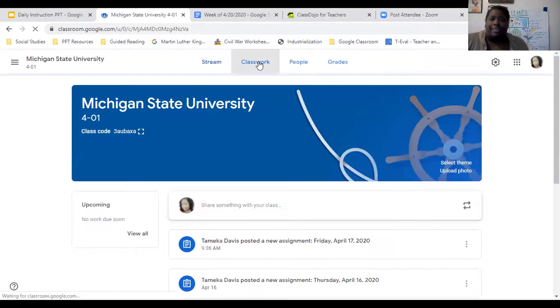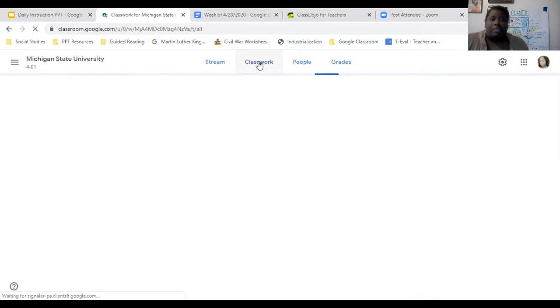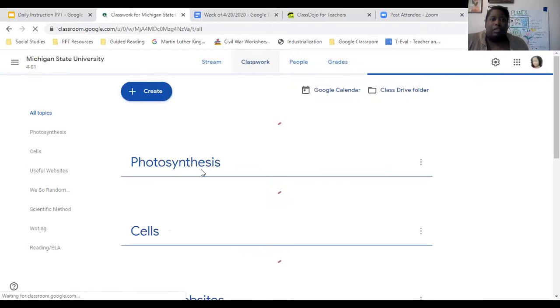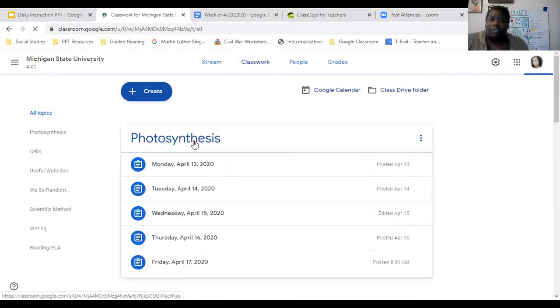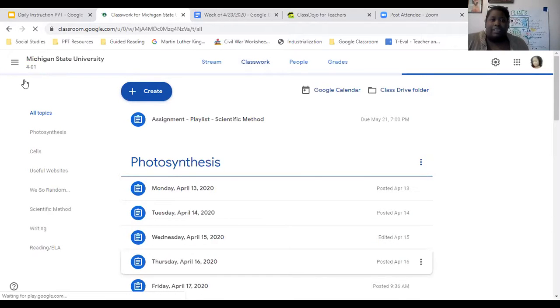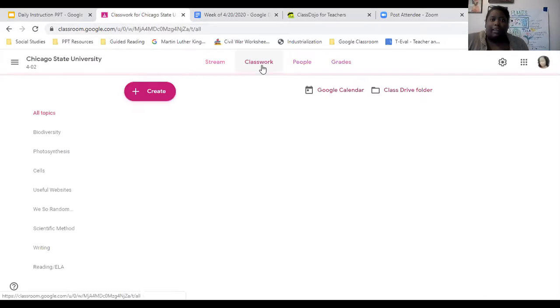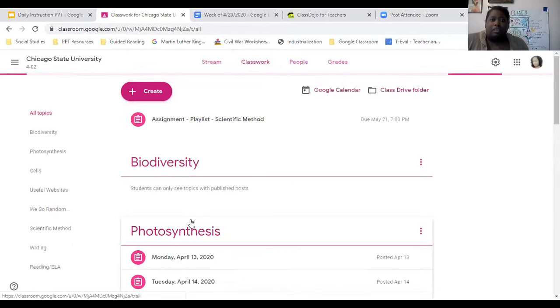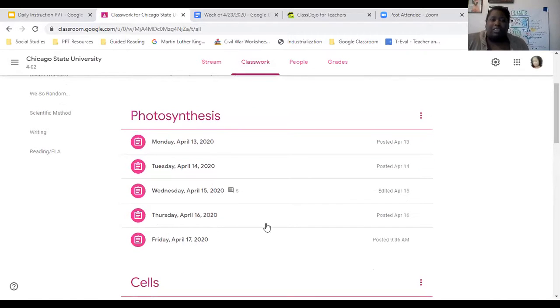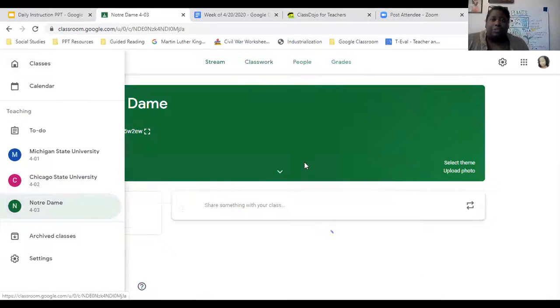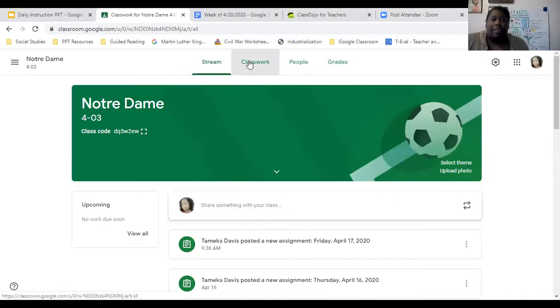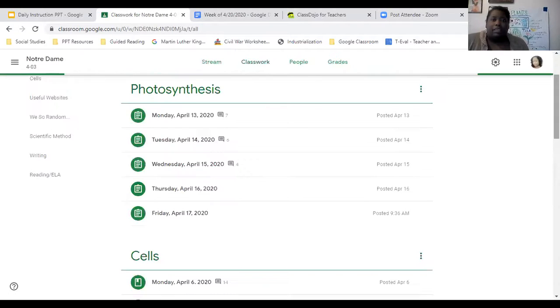You're going to go to the classwork tab. After you go to the classwork tab, look for today's topic, which is still photosynthesis, and then look for today's date. It's the same in Chicago State. Classwork tab. Look for today's topic, photosynthesis, and today's date. And then it is also in Notre Dame, the classwork tab. Look for today's topic, photosynthesis, and today's date.